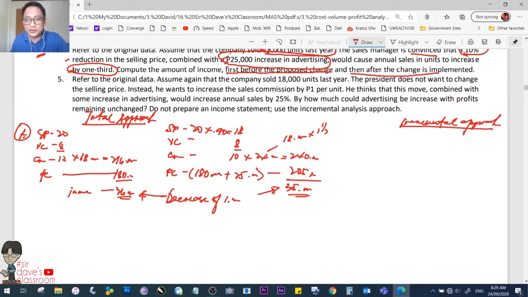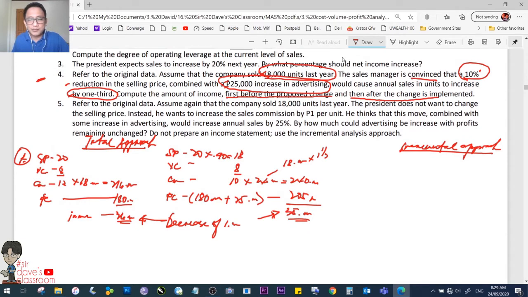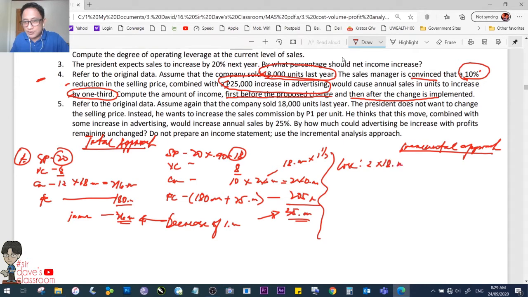So let us embrace all the consequences, the effects of the proposal in number 4. If and when you decrease your selling price by 10%, 10% is 2 pesos, I think. Could you please check? Yes, it is 2 pesos. Kasi yung 20 magiging 18. Then you will lose 2 pesos bawat isa dun sa currently nabibenta mo na 18,000 units. Ilan yun? 36,000. Losing a contribution margin of 36,000 is a disadvantage. We mark it letter D to signify that it has a disadvantageous effect.